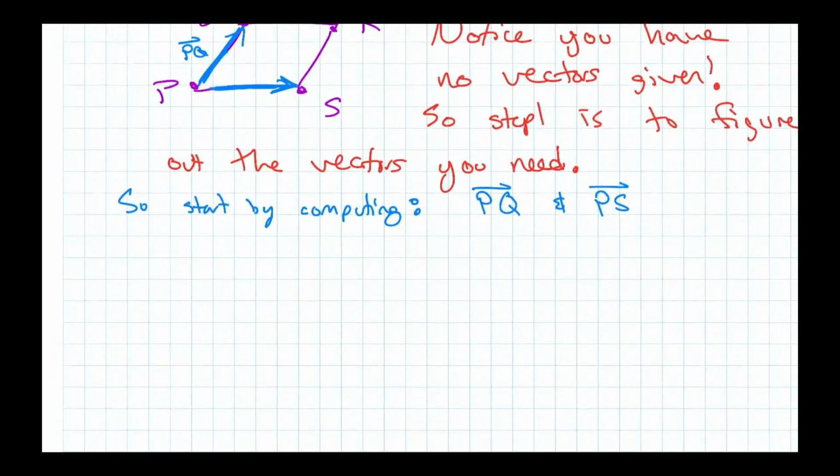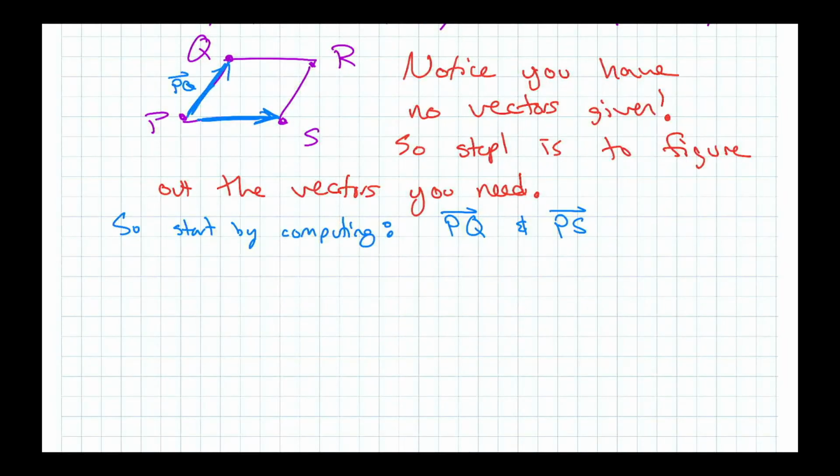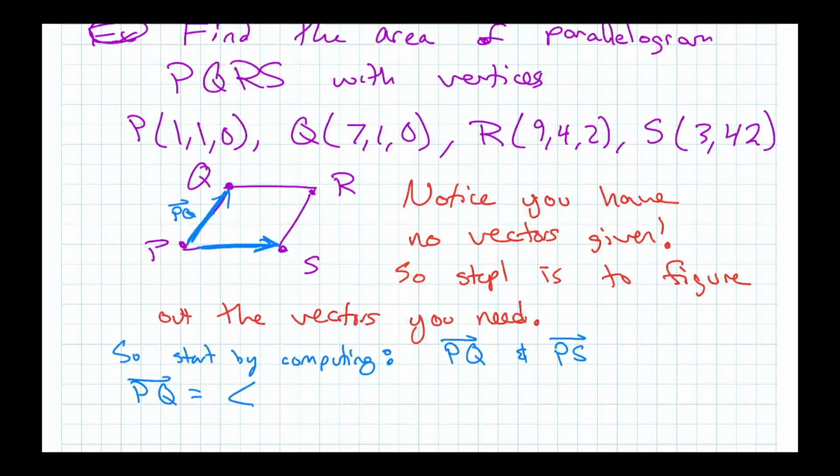All right, so let us get going. So we need PQ. So how do you form the vector PQ? Right, you have to remember back to the original lecture we did on vectors. So when you're doing PQ, you do the components of Q minus the components of P, right? Terminal point, initial point. So you go 7 minus 1 for the first component, 1 minus 1 for the second component, 0 minus 0 for the third component. Right? So you actually get 6, 0, 0.